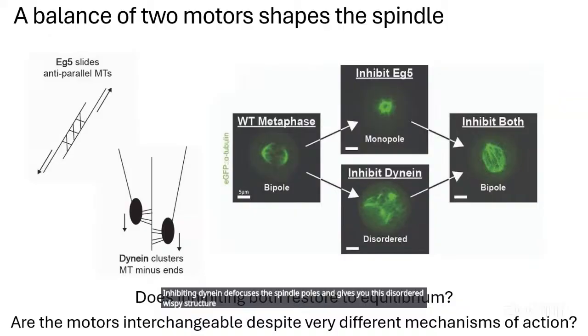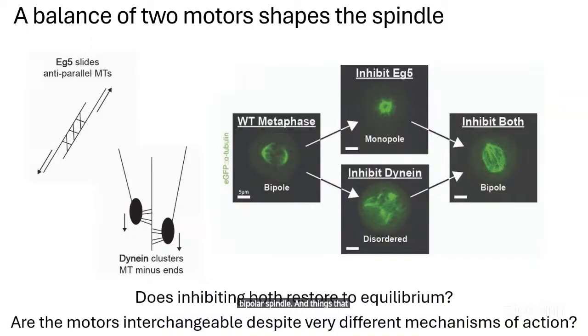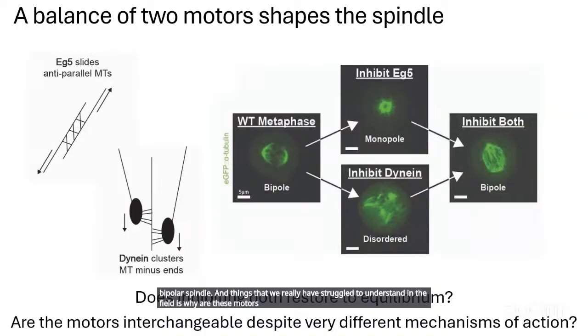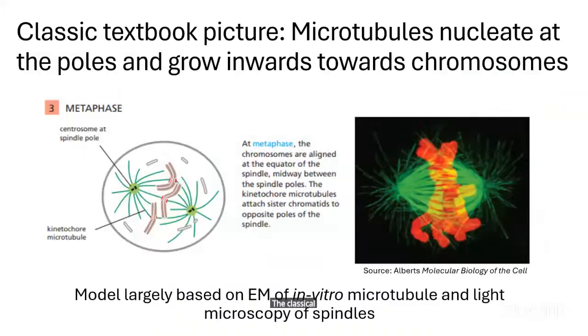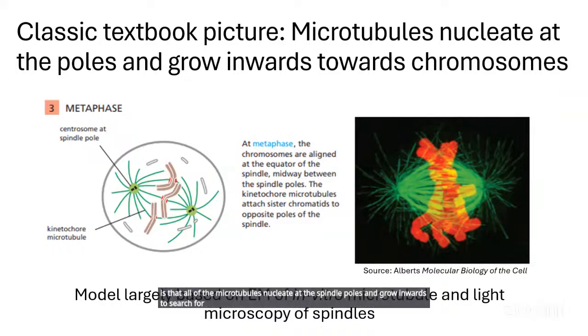And remarkably, inhibiting both of the motors actually gets you back to something that looks a lot like a bipolar spindle. And something that we really have struggled to understand in the field is why these motors are seemingly interchangeable, even though they have very different mechanisms of action, and why inhibiting both restores you back to the same equilibrium. The classical textbook picture of how all this is structurally organized is that all of the microtubules nucleate at the spindle poles and grow inwards to search for and capture chromosomes.